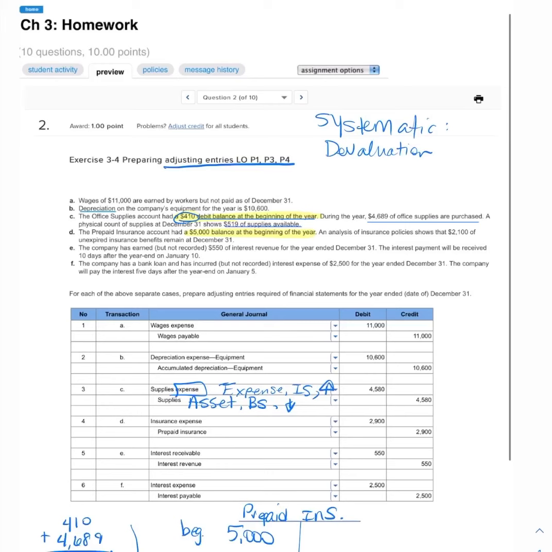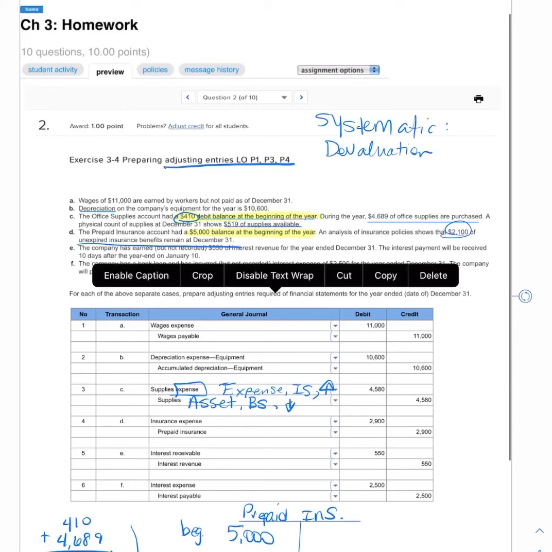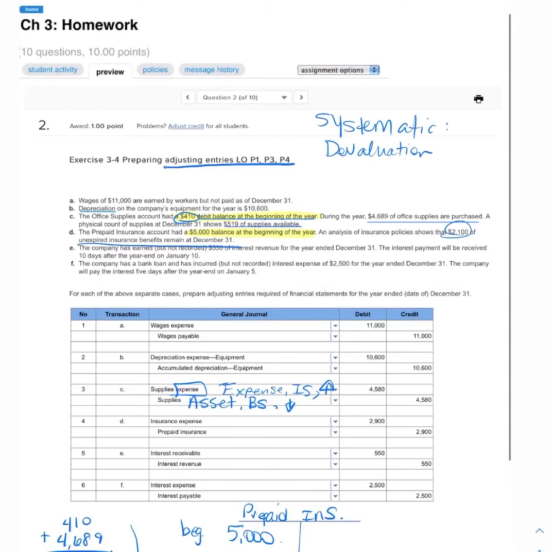An analysis of insurance policies shows $2,100 worth of unexpired insurance benefits remain. So our ending balance is $2,100. So if I didn't have any more prepaid insurance during the year, and all I've been doing is using up portions of this, then what I need is to figure out how much we used during the year. So how do you go from $5,000 down to $2,100? You use $2,900 worth of prepaid insurance.